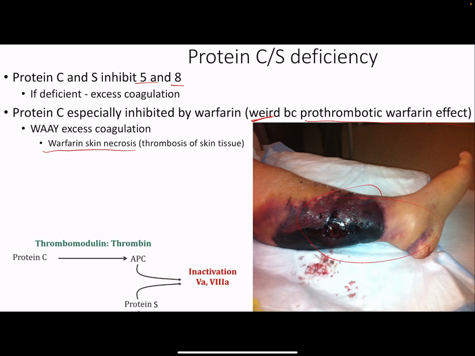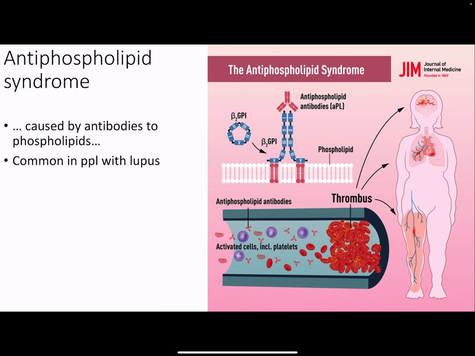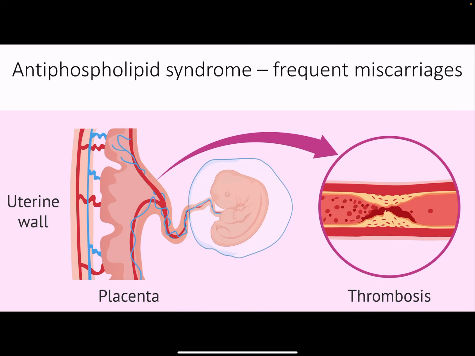So for this reason, people are monitored, their PT and their INR, when they're on warfarin. Again, you might have this to some extent, but the warfarin effect is going to be much more likely if someone's protein C deficient. Antiphospholipid syndrome: people develop antibodies to phospholipids in their vasculature, common in people with lupus.